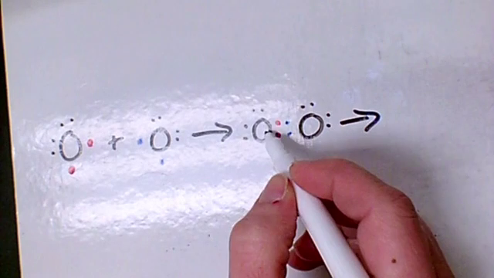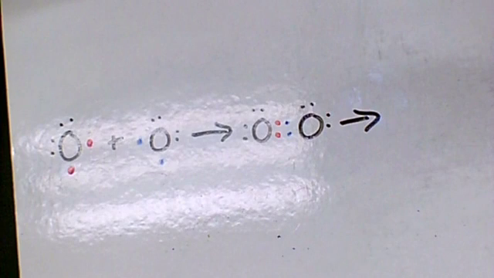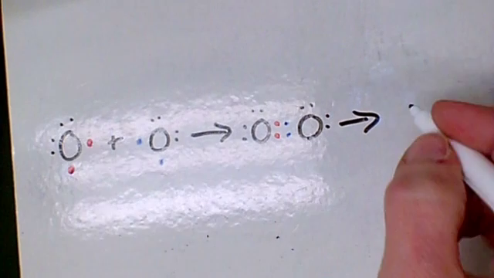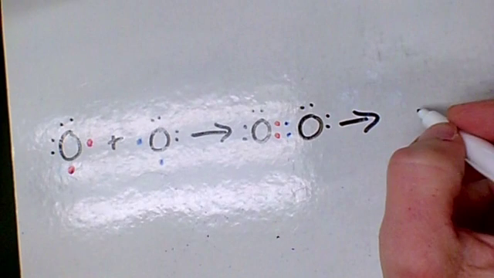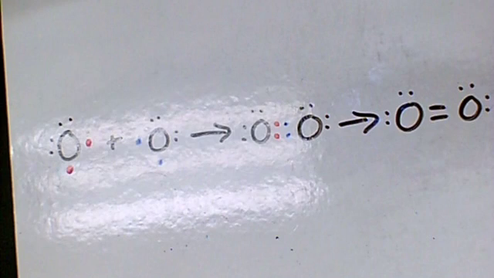And then we see that we have 2 bonds here, and so we put 2 lines in for a double bond. And it looks like this. So that is oxygen, molecular oxygen.